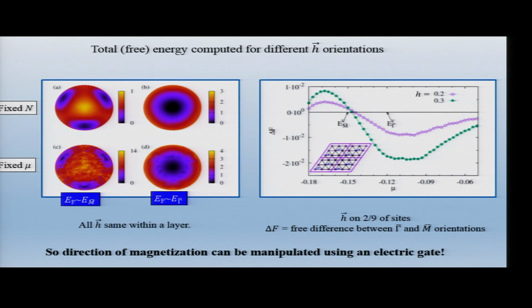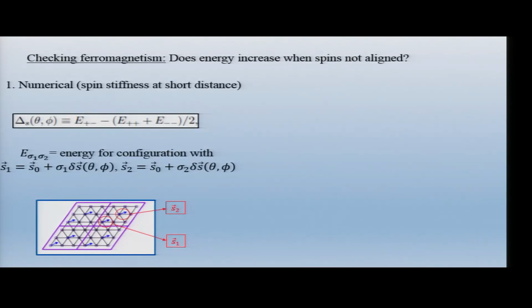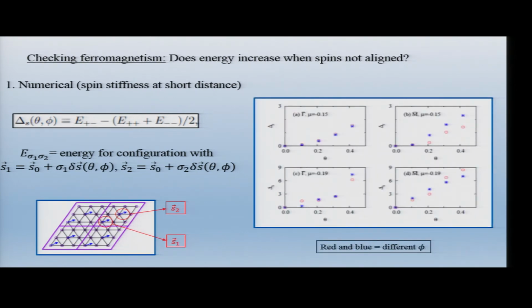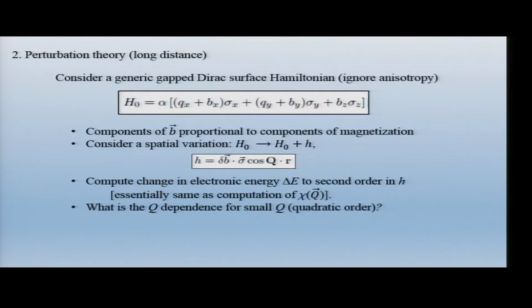Okay, so the interesting thing about this is we can change the orientation of the lowest energy state just using a gate. By using a gate, you can change the density of electrons at the surface. All right, so I want to say a few things about spin stiffness, but I'm running out of time. We checked that when we reorient these magnetic moments, we indeed raise the energy. So being magnetized, being ferromagnetic, at least linearly, seems to be the lowest state.